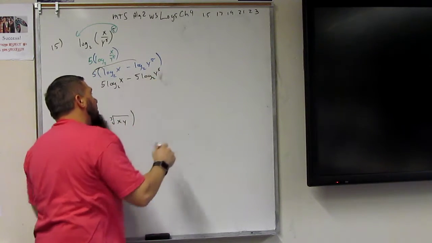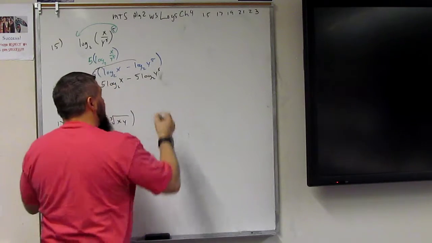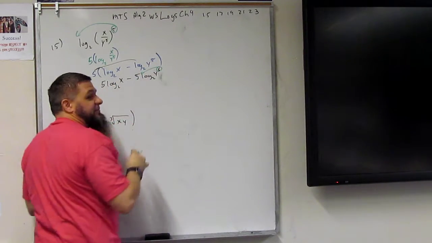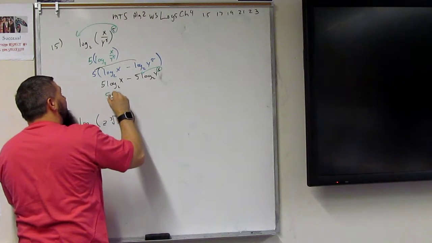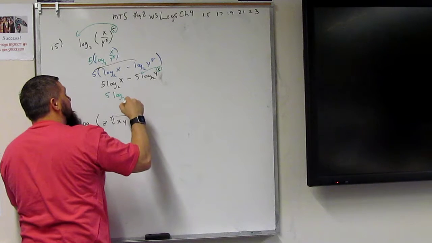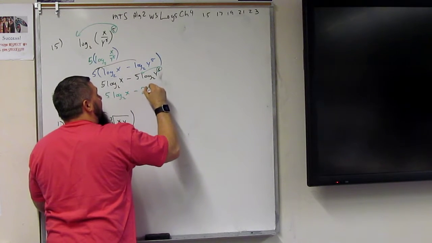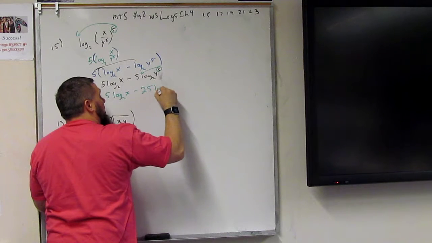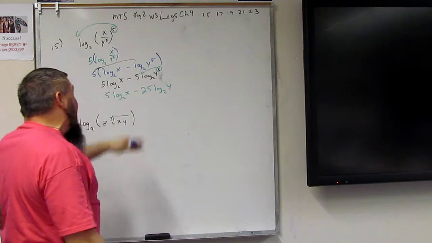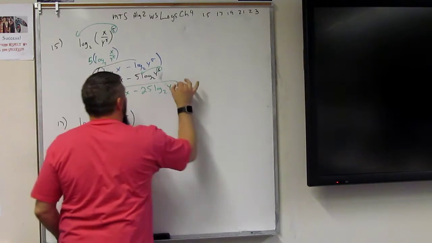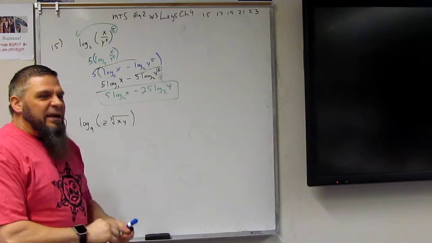Now, they want you to move this power. So this is 5 times the 5, which is 25, right? So now I have 5 log base 2 of x minus 25 log base 2 of y. Okay? Now they keep it there. And that's fine. That's what the SBAC does too.